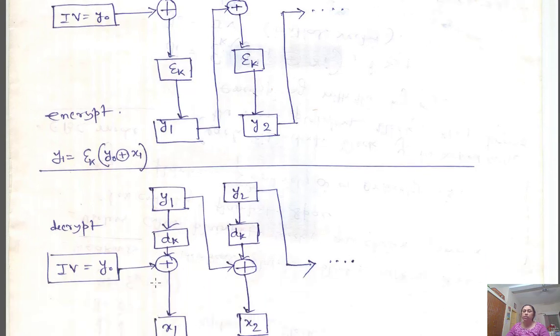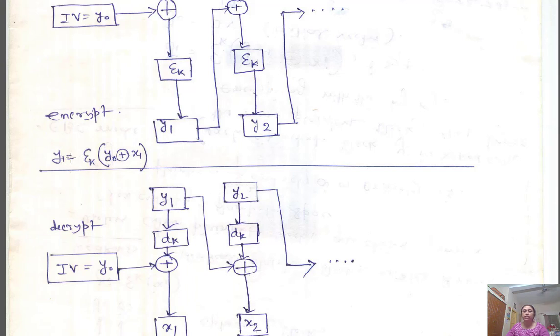So first you decrypt Y1, XOR with the initial value, you get X1. Then next, Y2, the next ciphertext block, you decrypt, and then XOR with Y1. XOR with Y1, you get X2.